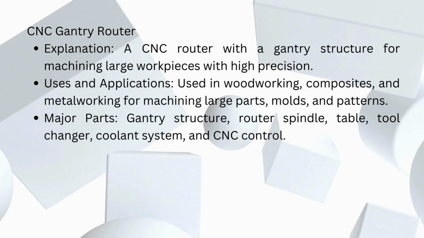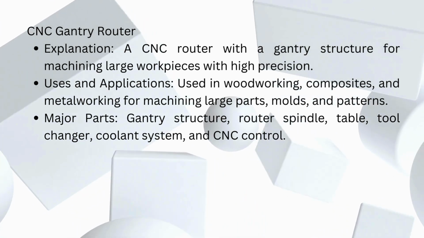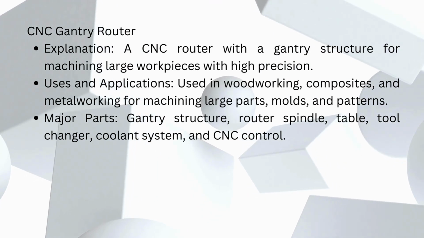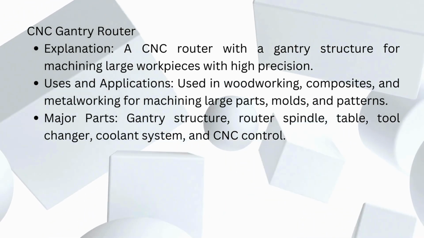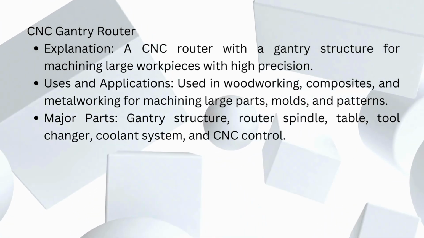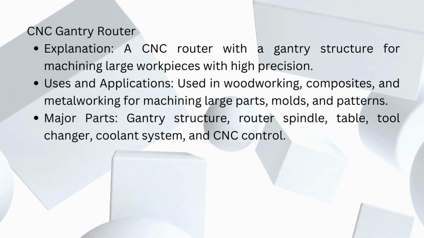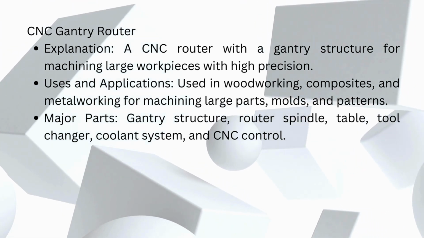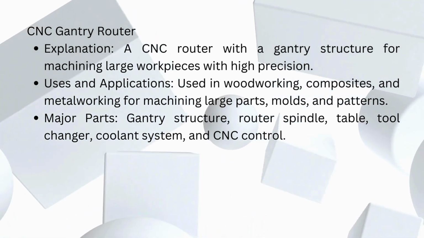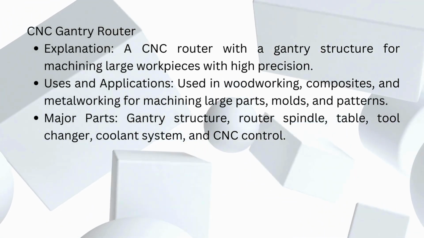CNC gantry router. Explanation: a CNC router with a gantry structure for machining large workpieces with high precision. Uses and applications: used in woodworking, composites, and metalworking for machining large parts, molds, and patterns. Major parts: gantry structure, router spindle, table, tool changer, coolant system, and CNC control.